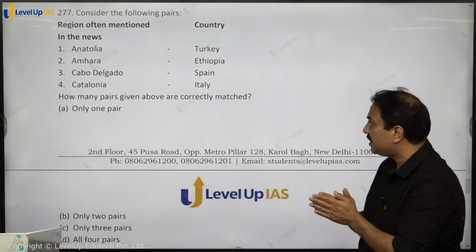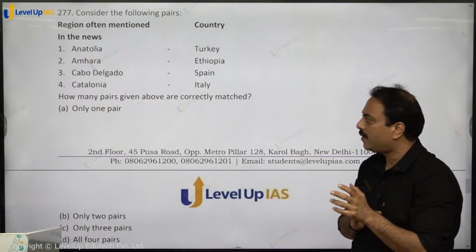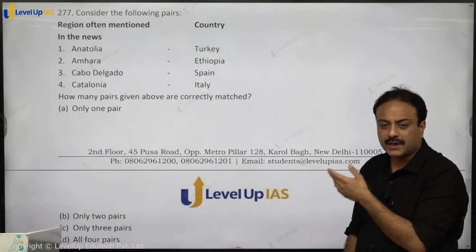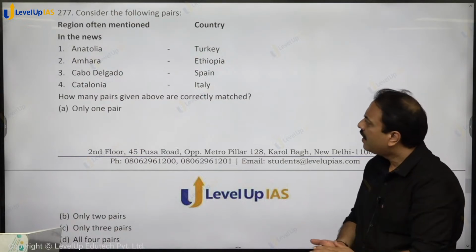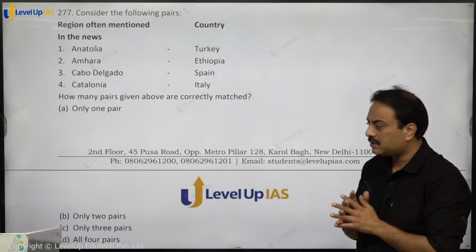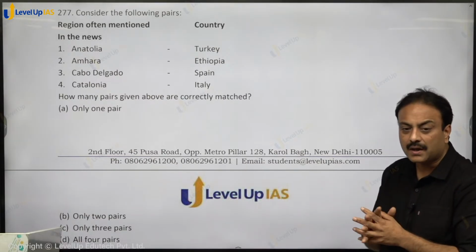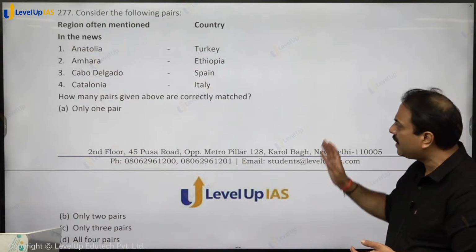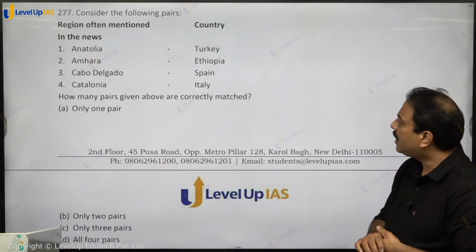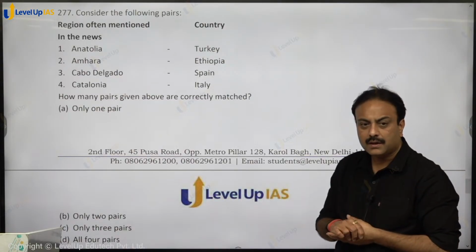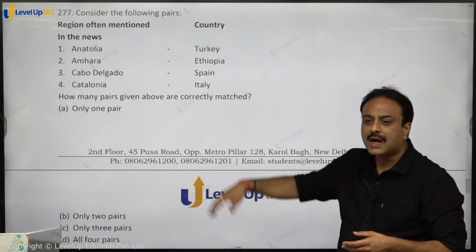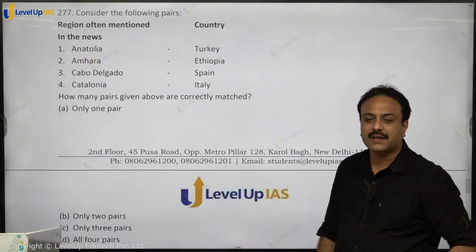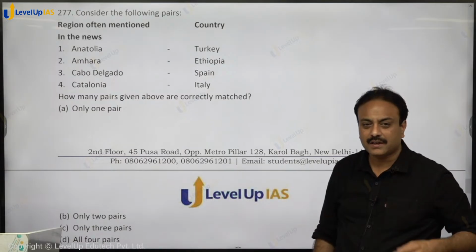Consider the following pairs, region often mentioned in news and a country. Anatolia, Turkey. It is in fact the old name of Turkey only. Anatolia, Turkey, correct? Amhara, Ethiopia. Amhara is in Ethiopia. Amhara is also a tribal name, a region that is present in Ethiopia. Cabo Delgado, Spain. From the name it seems like a Spanish name, but Cabo Delgado is in Mozambique. It is not in Spain.